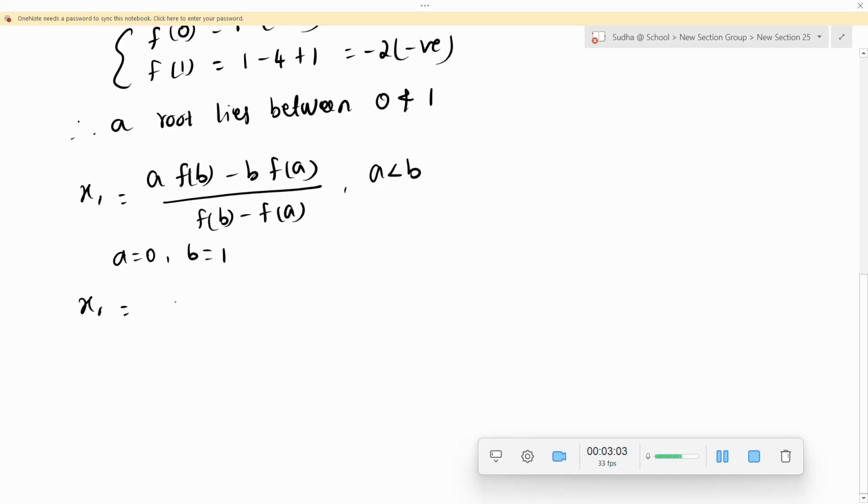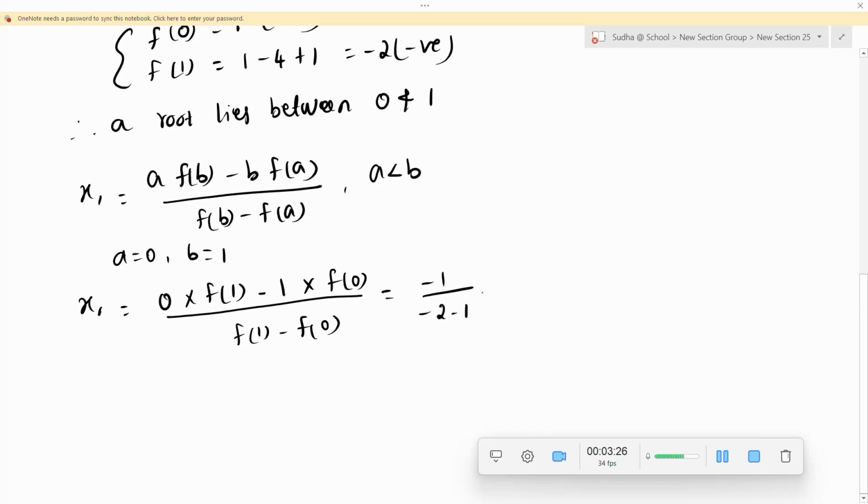Instead of a we have to substitute 0, instead of b we have to substitute 1: 0 into f of 1 minus 1 into f of 0, divided by f of 1 minus f of 0. Using calculator, simplify this, then we'll get minus 1 divided by minus 2 minus 1. Already we have the f of x function. In that function, we have to substitute 0 and 1, then we'll get the values. Simplifying, we get 0.333.